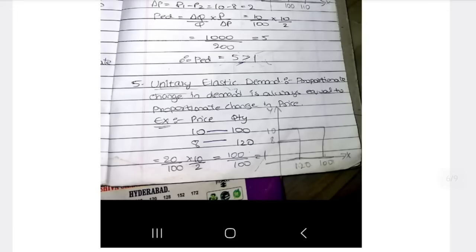Unitary elastic means when you increase your price, customers won't come, and when you decrease your price, demand will increase. When price increases, demand decreases; when price decreases, demand increases. That is called unitary elasticity of demand. When you keep 10 rupees for the product, 200 people will purchase it. When you keep 8 rupees, 100 people will purchase it. Price increases, demand decreases. Price decreases, demand increases. That is called unitary elasticity of demand. These are the 5 types of price elasticity of demand we have.